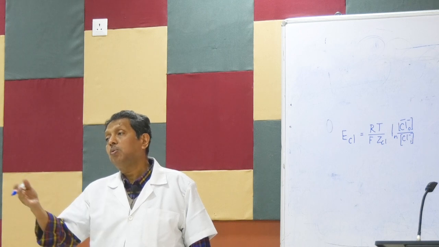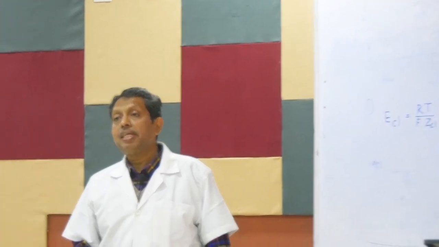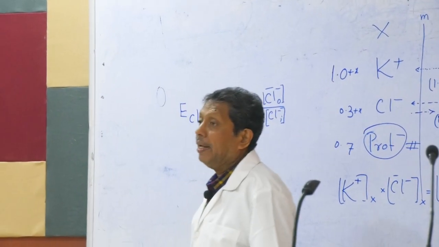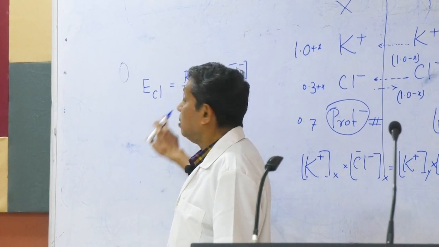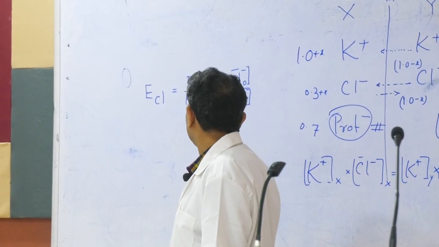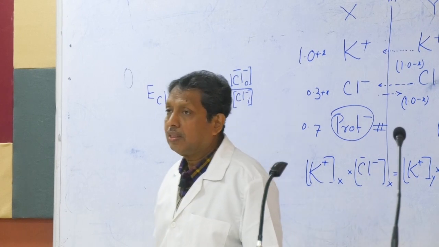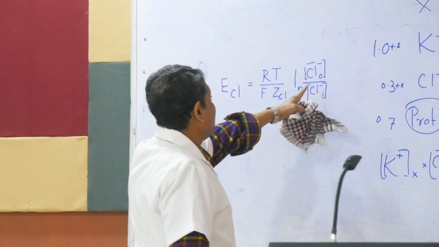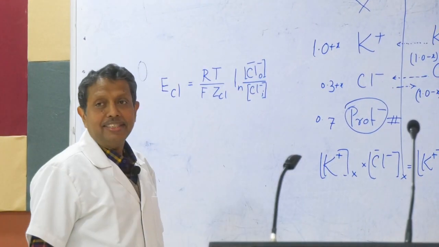To do this calculation, we have to go to your chemistry text of Harsing, and from that you can calculate what it should be. From the chloride ion, you can calculate and get some value, and ZCl is the valence, which in the case of chloride is minus 1, and here is the natural logarithm, log to the base e, of the concentration of chloride outside over the concentration of chloride inside.